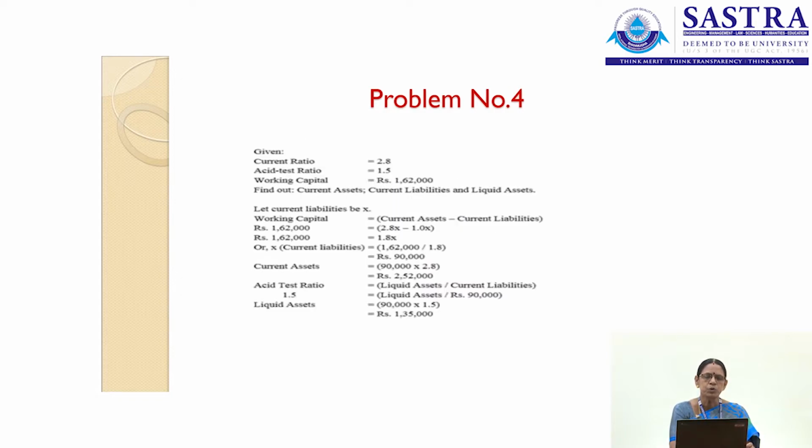Given current ratio is 2.8, asset test ratio is 1.5, working capital is 1,62,000, find out current assets, current liabilities and liquid assets. What is your working capital? Normally, the gross working capital is said to be the total of your current assets. The gross concept is total of your current assets.